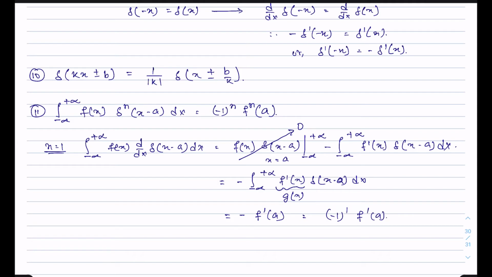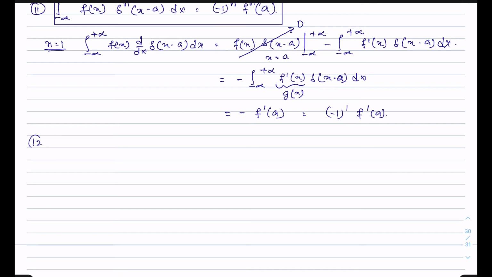Okay, so if you consider the value n equals 2, that is the second order derivative, then you will get (minus 1) to the power 2 times f double prime(a), and so on for increasing values of n. So in general you can say that this relation holds true. This is a general expression for the nth order derivative.